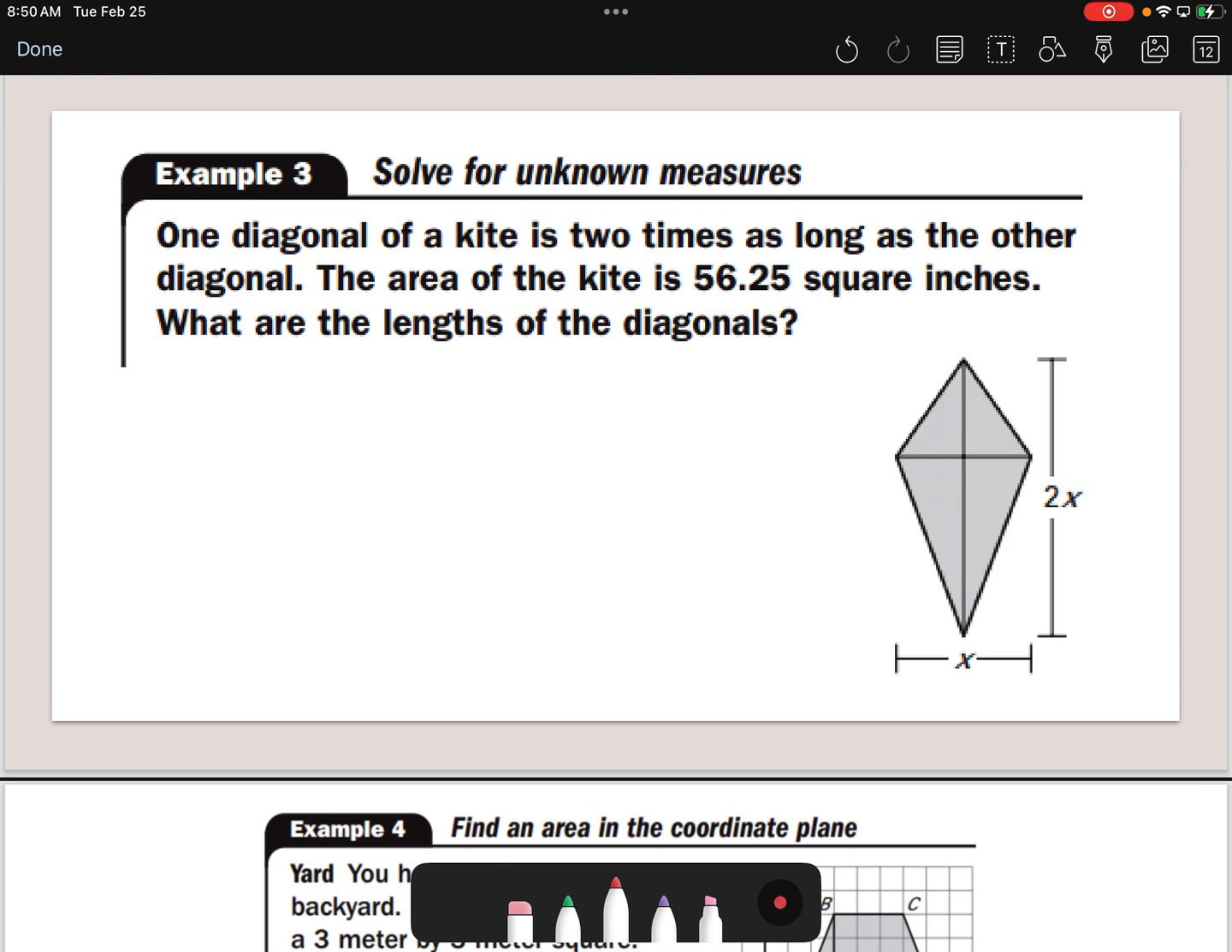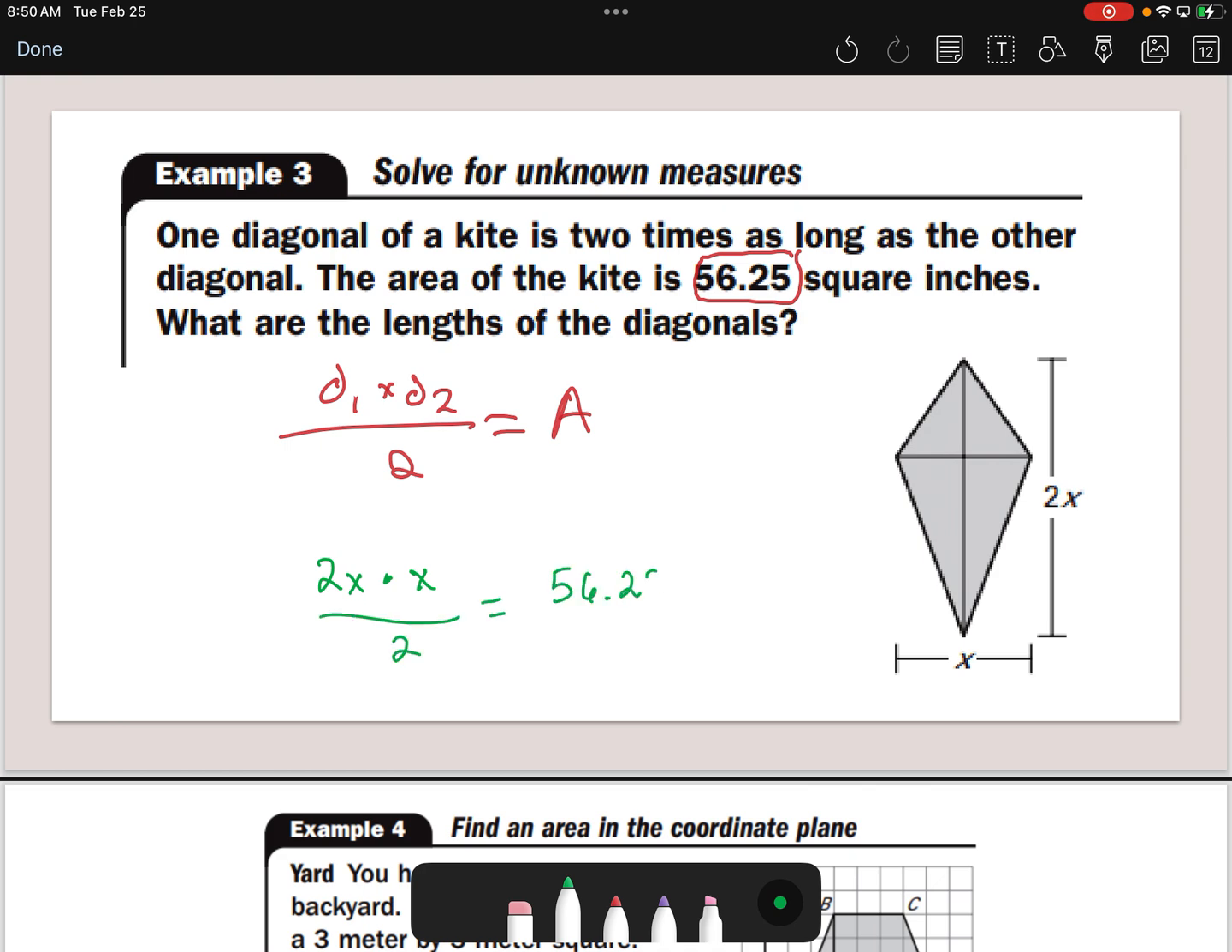I would draw 2x on the right side, and I'd make it a little bit skinnier because that is just going to be x. We also know that the area is 56.25, so I'd box that in because that's a total. So we're going to set this up, and I'm going to set up diagonal 1 times diagonal 2 all over 2 equals my area. Okay? What is my first diagonal? Let's treat that one as the vertical one. 2x times x all over 2 equals 56.25.